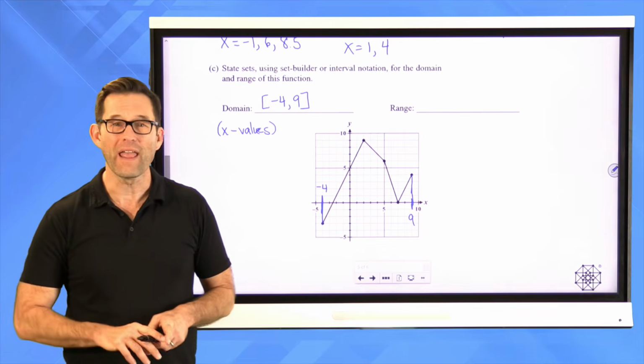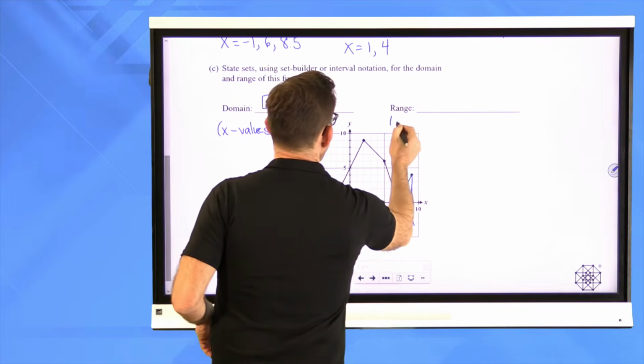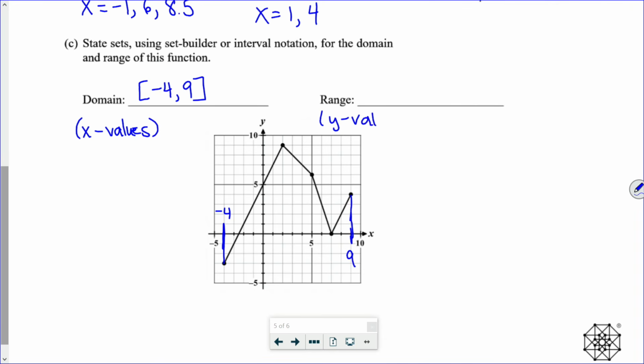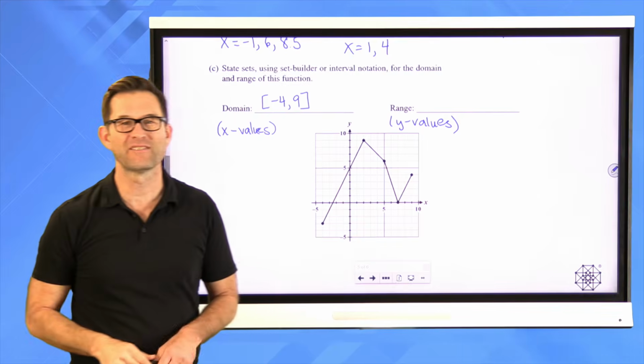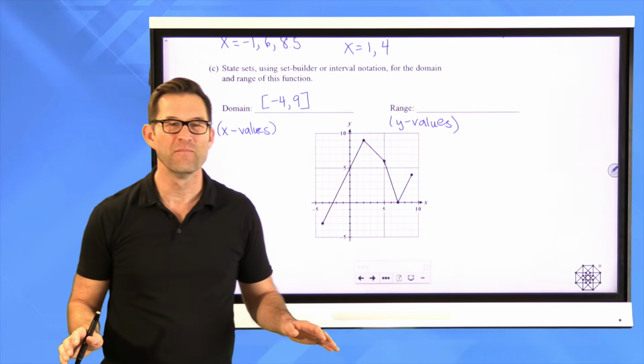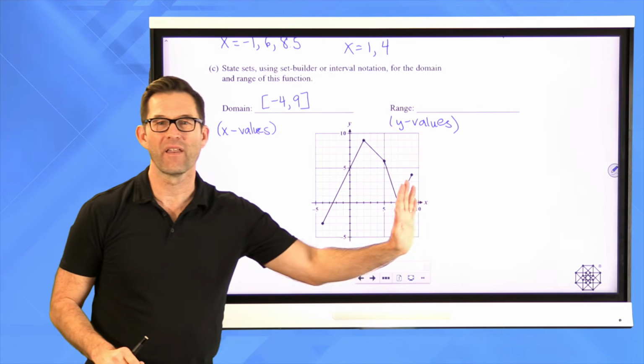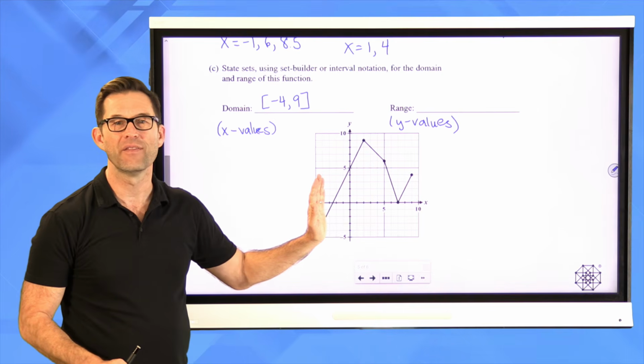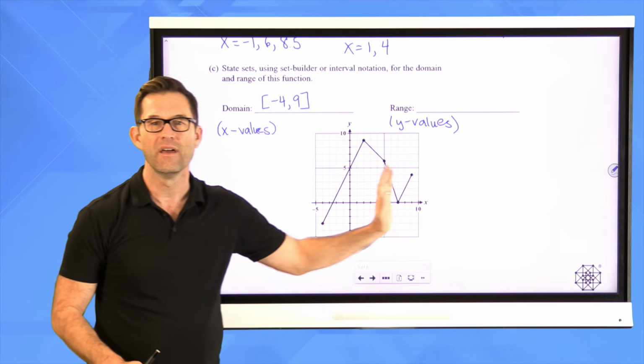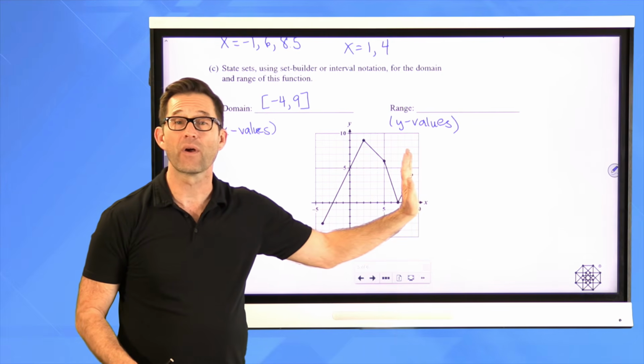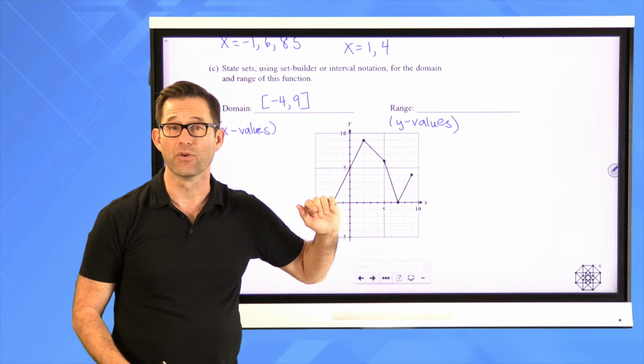All right, the range. The range are the y values. And these tend to be a little trickier, okay? Because of the difference between inputs and outputs on a function. Inputs are simple. You can just go to the most left on the graph. That's the beginning of your domain. Go to the end of your graph, and that's the end of your domain.